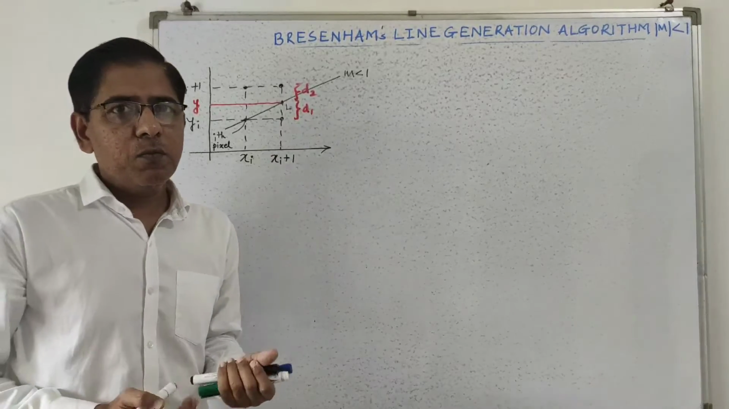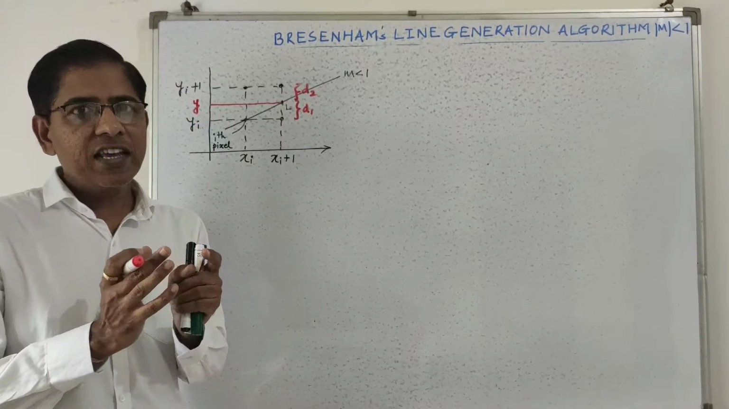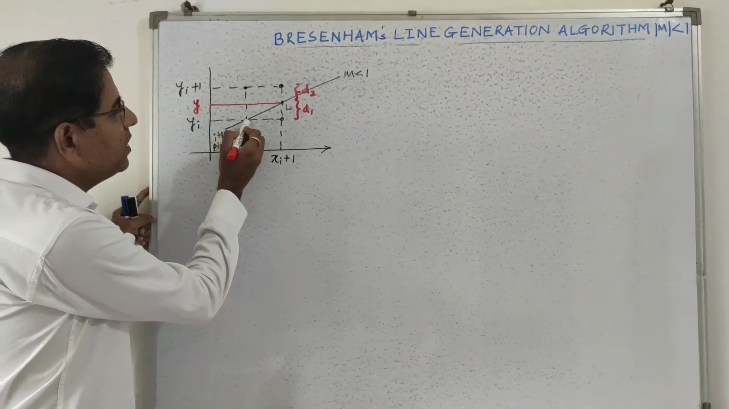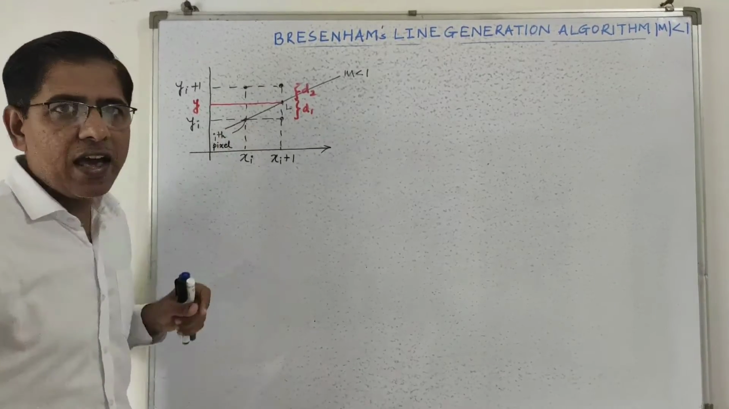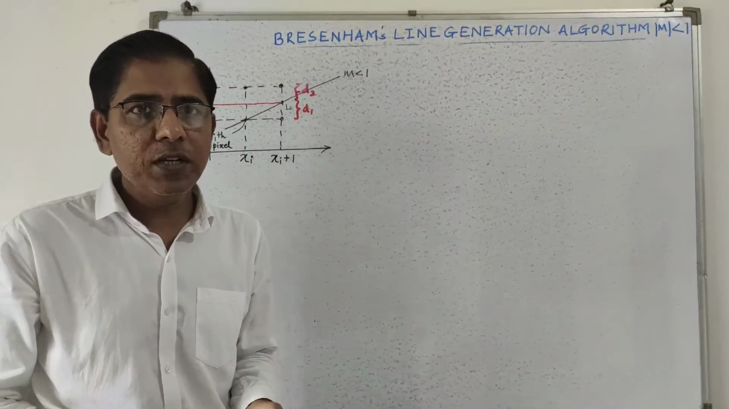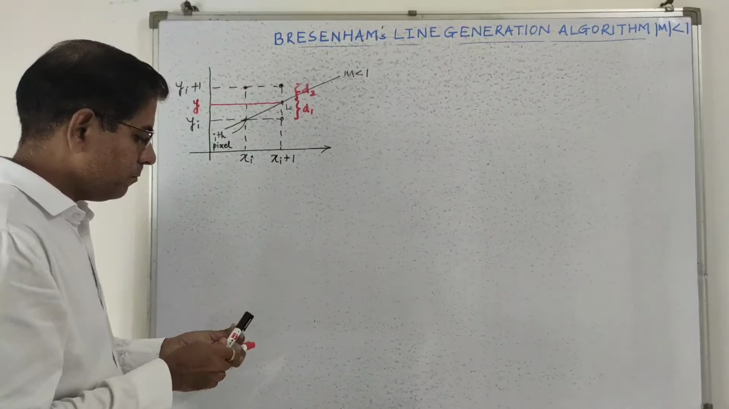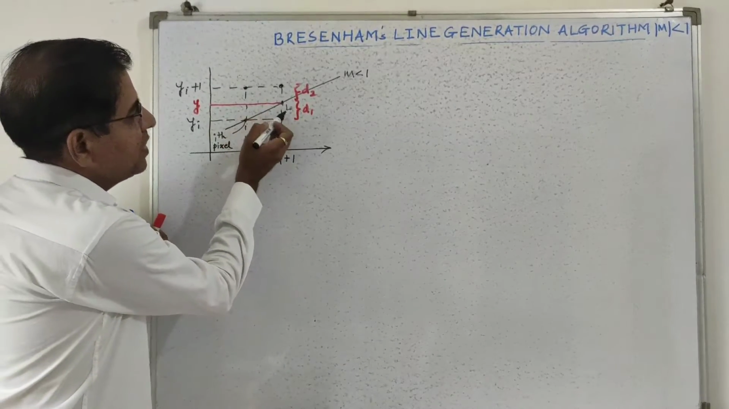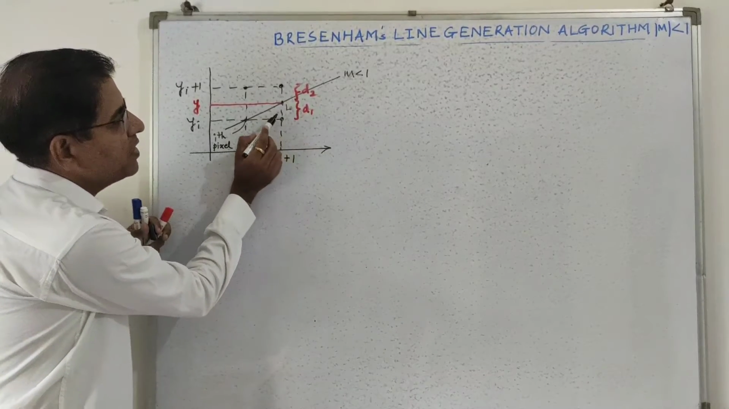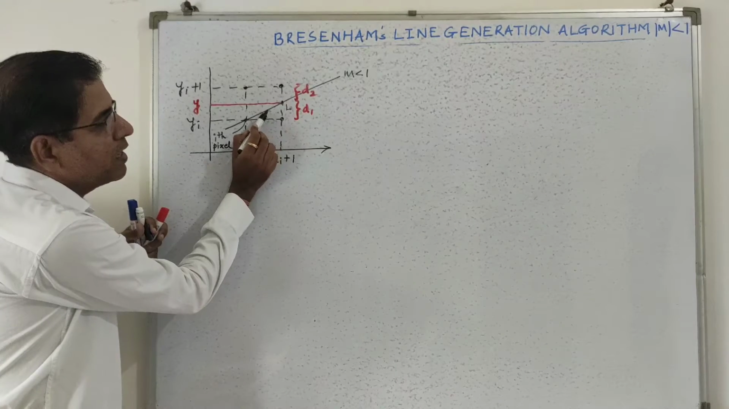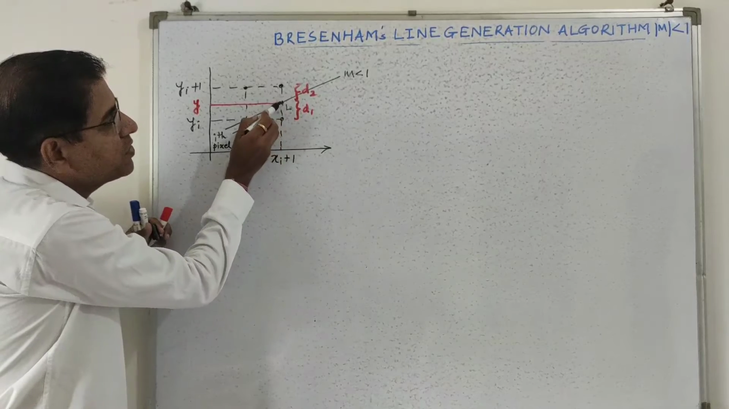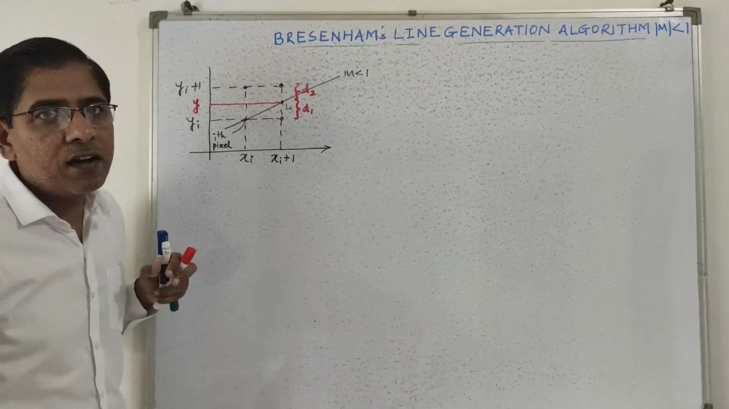Now, as I said, Bresenham line generation algorithm works by taking a real-time decision. So presently we are on pixel i. Now what will be the i plus 1 pixel? So that is to be decided. Now it is decided on the basis of d1 and d2. So d1 indicates the distance of the line from this point L, and d2 indicates the distance of this line from this point.